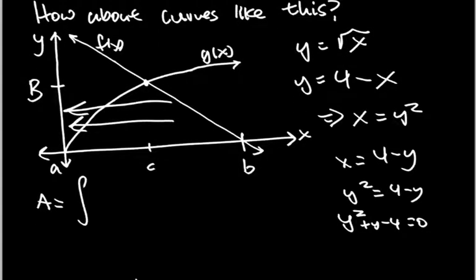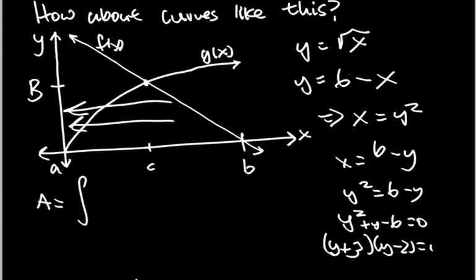Hopefully this is not a weird integral. Let's make that a 6. So that'd be y plus 3 times y minus 2 equals 0. Okay, so y equals 2 is going to be the one we're interested in. So 0 to 2. So the right curve is going to be the line 6 minus x, 6 minus y, minus the left curve, which is y squared, dy.